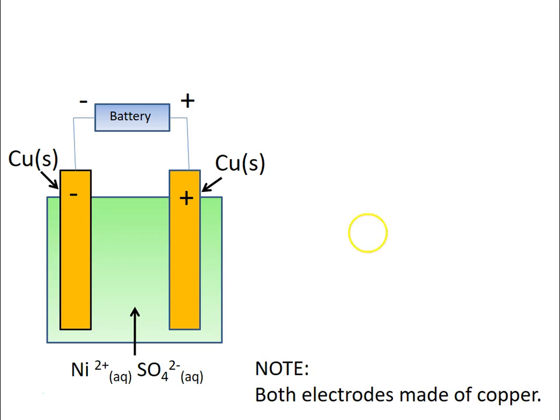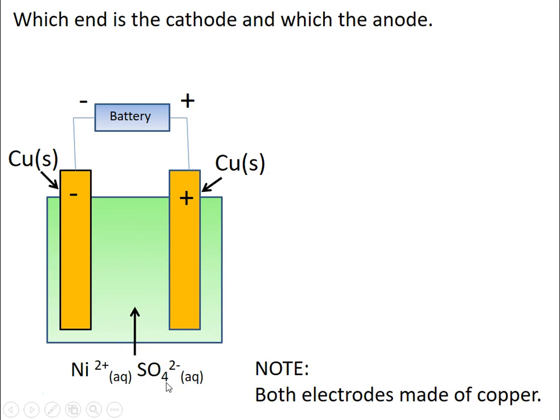Okay, so we'll use this as our practice setup. So notice that in this particular example, both of the electrodes are made of copper. We've got our battery, so it's electrolysis clearly, and our solution is nickel sulfate. Which end of this is the cathode and which end is the anode? So maybe pause it and make sure you can identify the cathode and the anode.